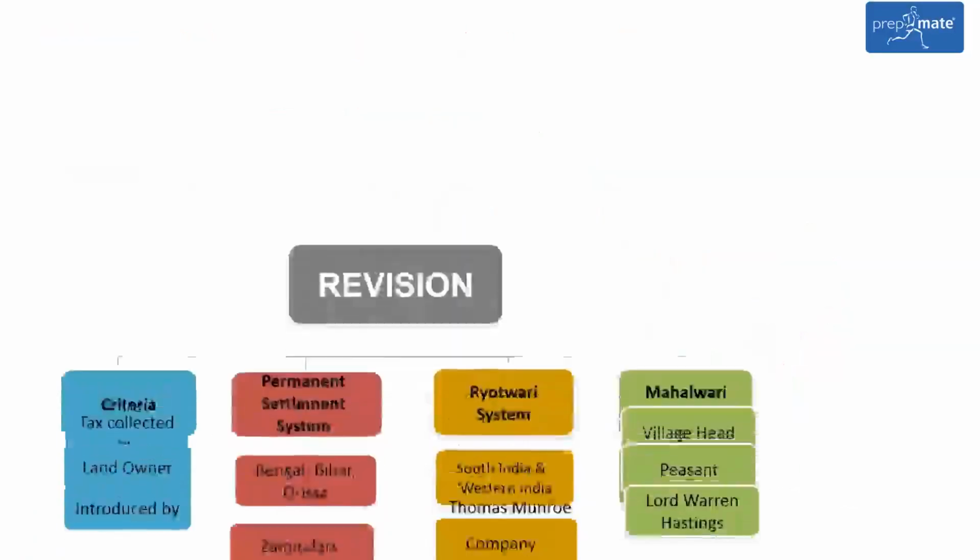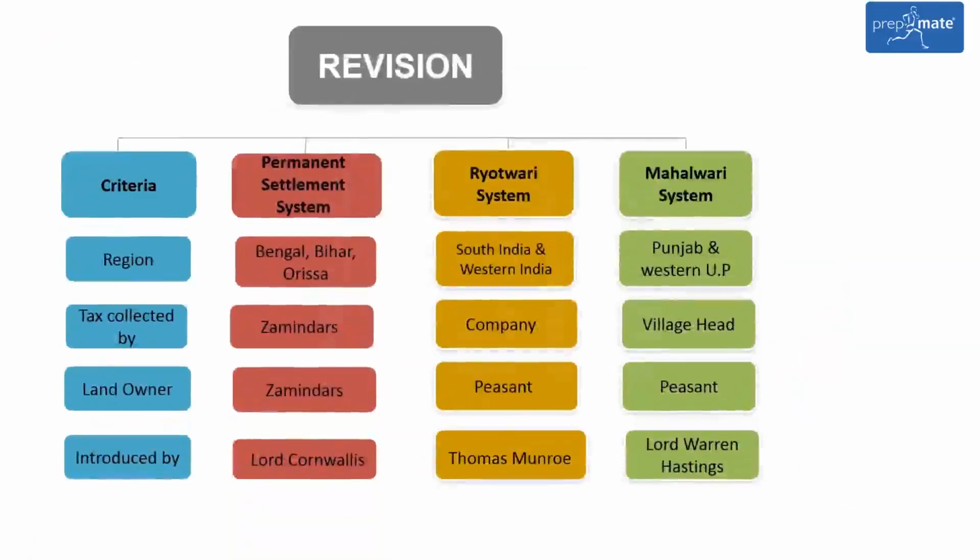Let us quickly revise the land revenue systems introduced by the British. Permanent settlement system. It was introduced in region of Bengal, Bihar, Orissa. The tax was collected by zamindars. The landowners were also considered zamindars. It was introduced by Lord Cornwallis.